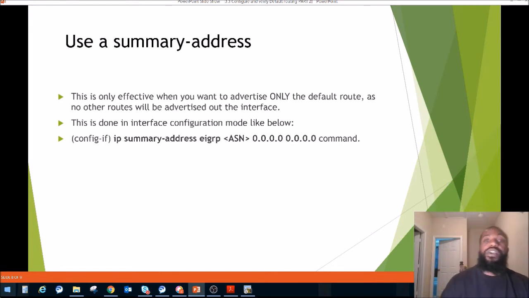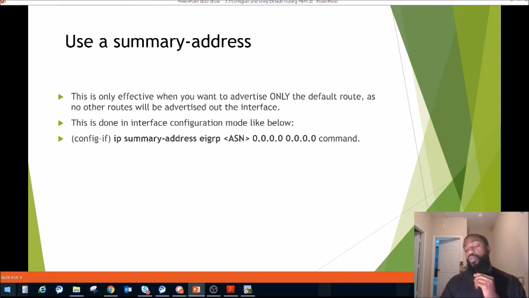This is only effective when you want to advertise only the default route, as no other routes will be advertised out the interface. This is done in interface config mode, like below. So you go in the interface, and you basically broadcast a summary address. You know what a summary address is, right? You're compressing a whole bunch of addresses into one, like we did in the last video.